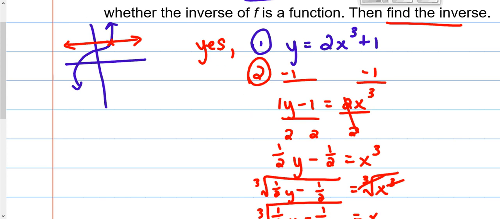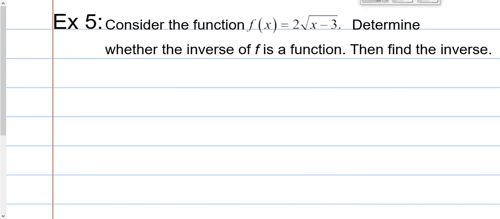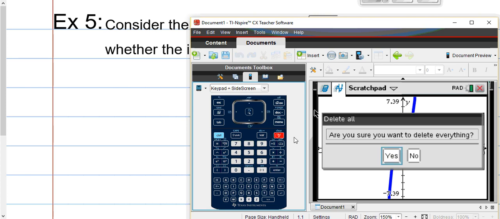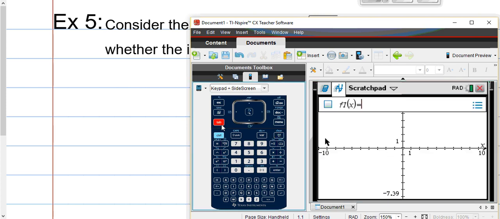All right. Example 5, consider the function. Determine whether the inverse of f is a function. Find the inverse. So again, we're going to go back to our calculator. Plug in the function we are given. My calculator's spazzing out.